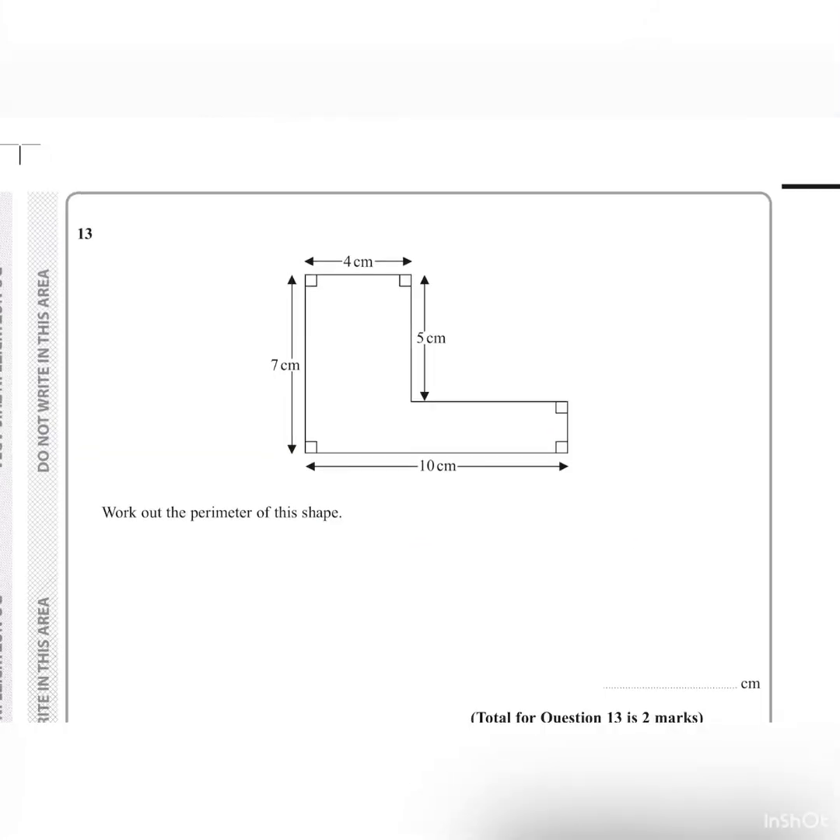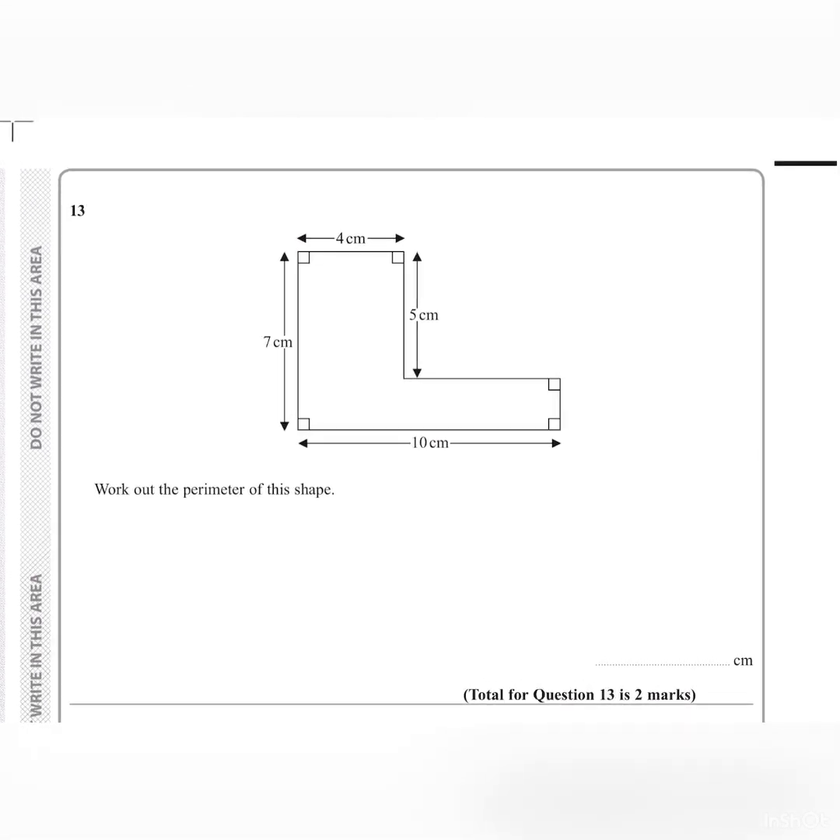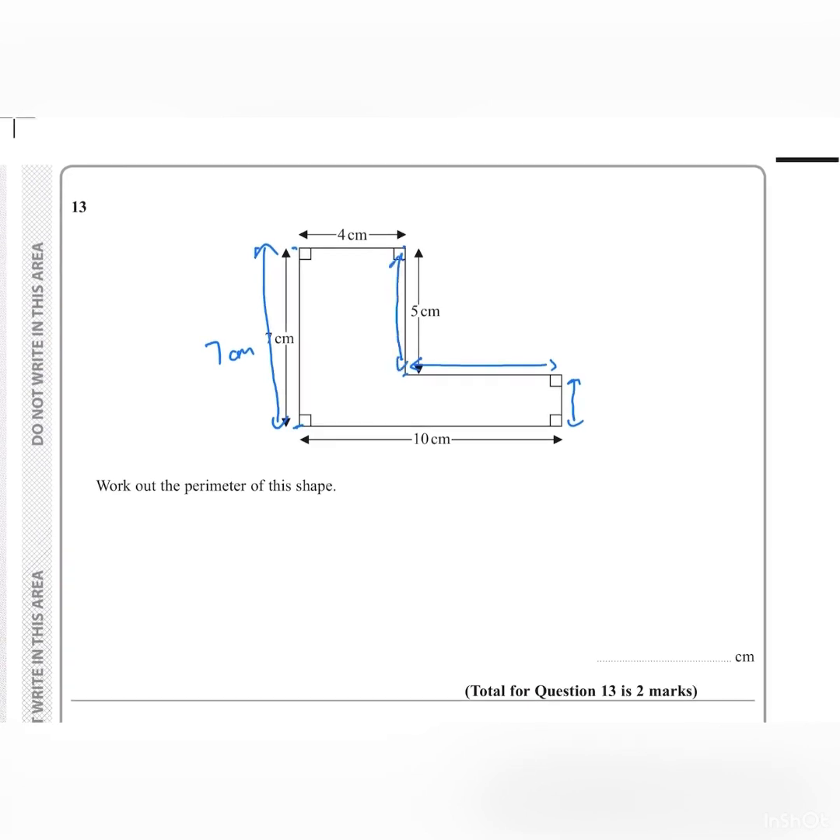Okay, question number 13, it says work out the perimeter of this shape. Now the perimeter is the distance all the way around. Okay, so we have 7 on one side, we have 4 there, and we have 5 here. So there are 2 sides which are missing, that one and this one here. Now we know that all this side is 7 centimeters. Now if part of that side is 5, from there to there, that means from there to there it is going to be 2 centimeters, which is the same as this side, 2 centimeters.